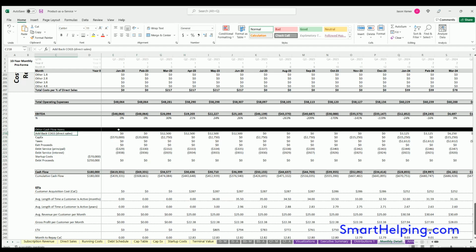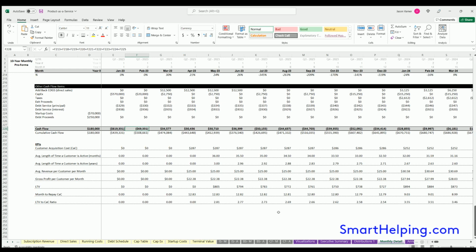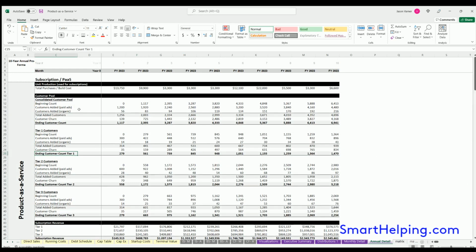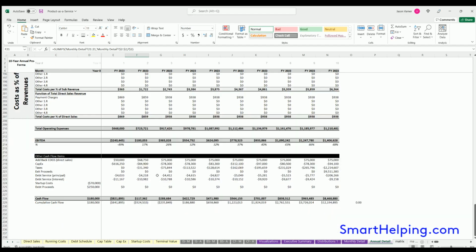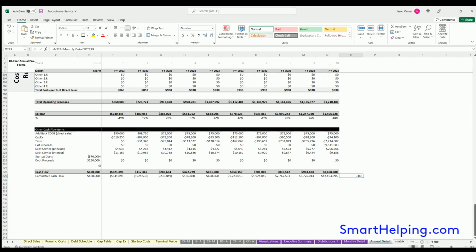So you're adding back cost of goods sold here, reducing out CapEx. You've got taxes, exit proceeds, debt service, startup costs, and debt proceeds. And after adding all of those together with EBITDA, you then have cash flow. And then we've got advanced metrics down here. Annual detail, same deal, but on an annual basis. Otherwise, the same things happening here. And then this balances out with the monthly check there.